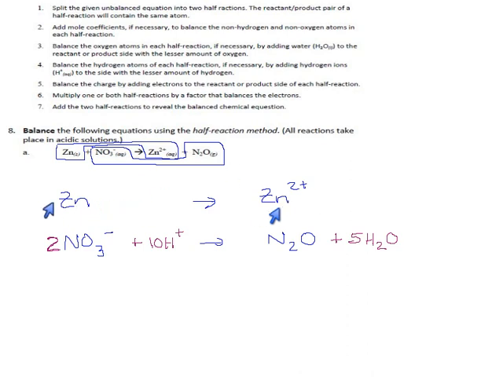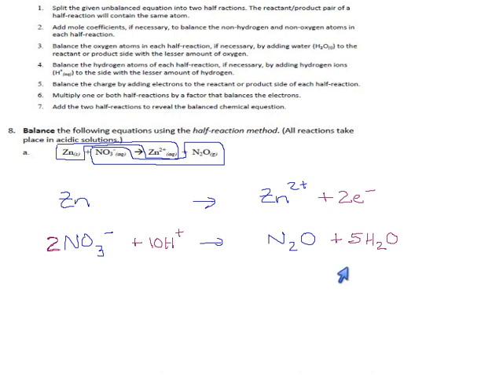The charges on zinc are 0 on the left, 2 on the right. So if you add 2 electrons over here, that's now balanced. We have 0 charge on the left, and on the right our charge is 2 plus negative 2, total of 0.